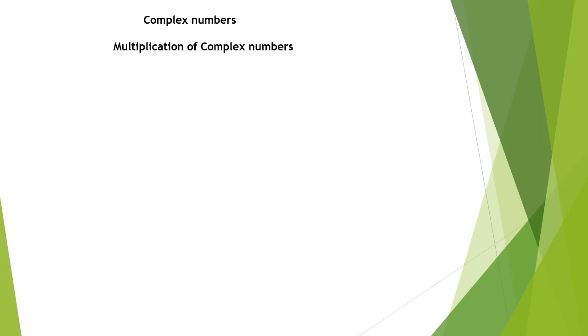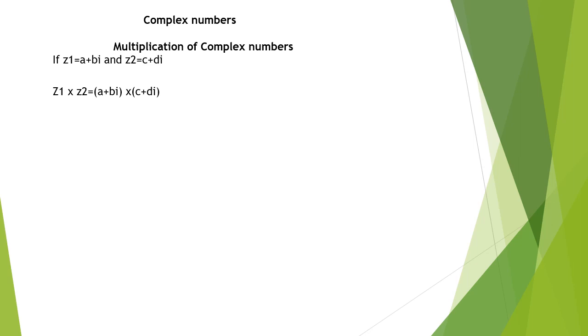Now we are going to use the same variables as in addition and subtraction, which were z1 equals a plus bi and z2 equals c plus di. And you realize that these two complex numbers consist of both a real part and an imaginary part. Now let's look at multiplication. z1 multiplied by z2 is equal to (a plus bi) times (c plus di).